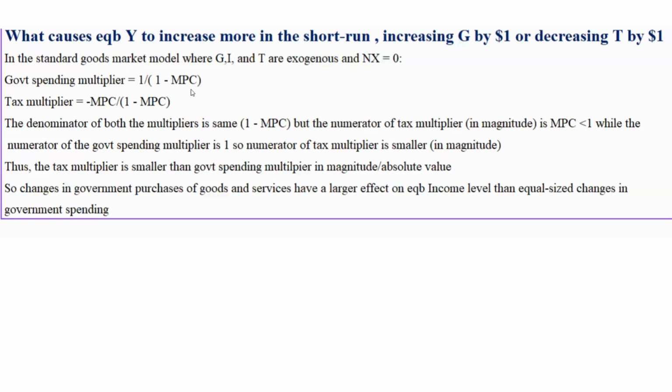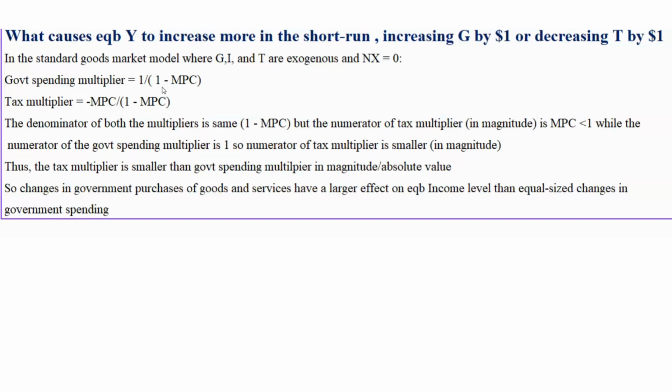Why would comparing the two multipliers give us that answer? Because of what the multiplier tells us. The government spending multiplier tells us, if we increase government spending by 1 unit, how much does equilibrium output change? Similarly, the tax multiplier tells us, if we increase or decrease taxes by $1, how much equilibrium output would change. So comparing the multipliers helps us answer this question. First we'll do a pure mathematical comparison, and then we'll think about this conceptually.